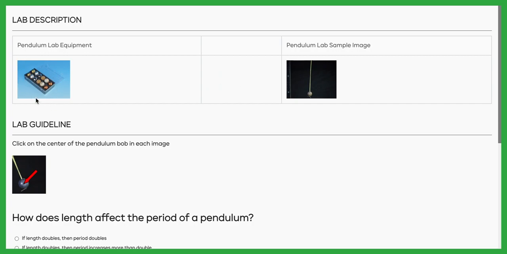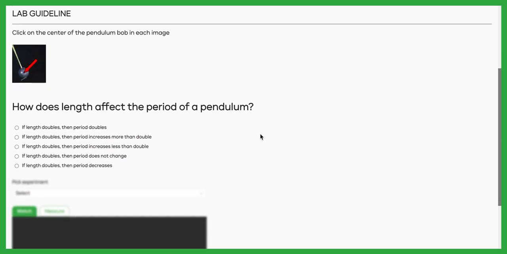Noticing the equipment for the lab, it's a number of different masses of balls attached to a string. Here's a picture of what a pendulum looks like, the ball tied to the bottom of the string. Notice that the measuring you're going to do in this lab is clicking on the pendulum ball, or the bob, to make marks of its position and time.